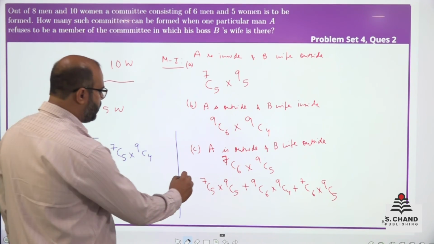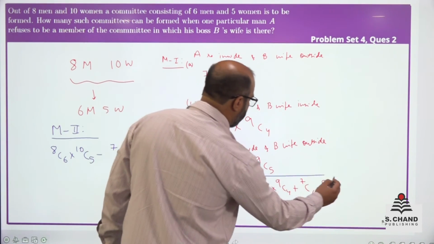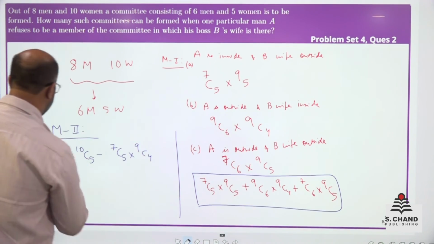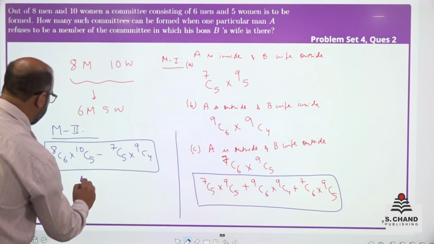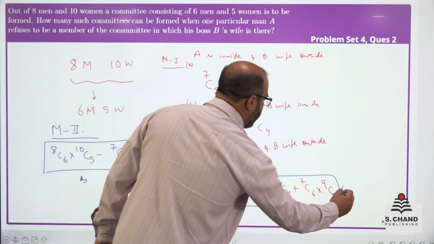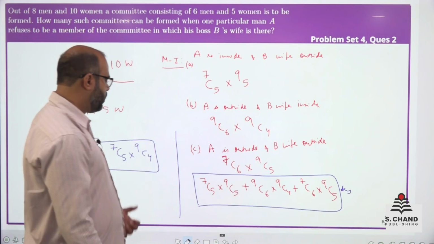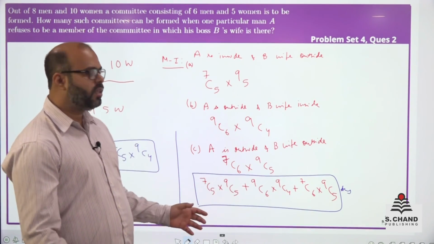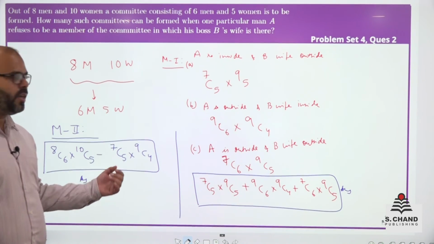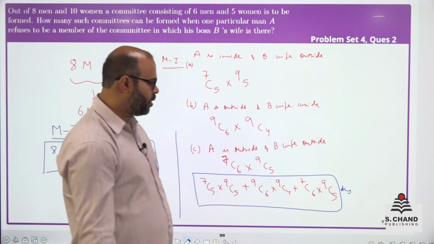So, when you calculate this answer, it will be the same. Both are correct answers. One is by elimination, one is by inclusion. This we have done by including all the supporting cases, and this by eliminating the non-supporting cases from the total.